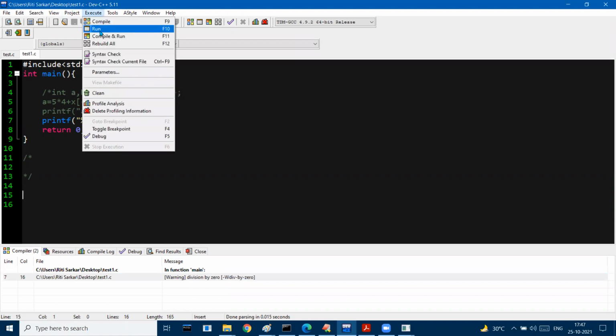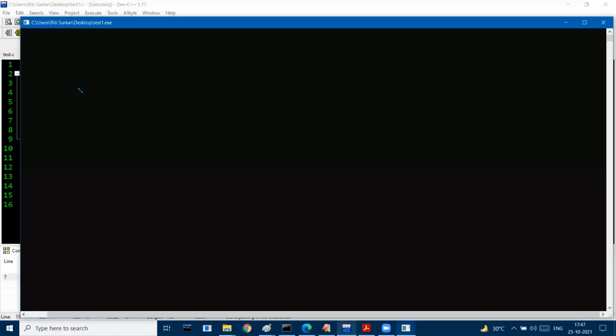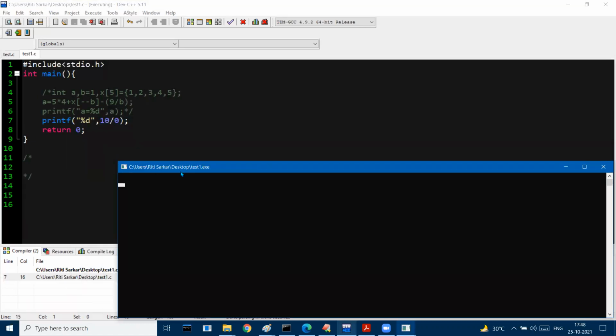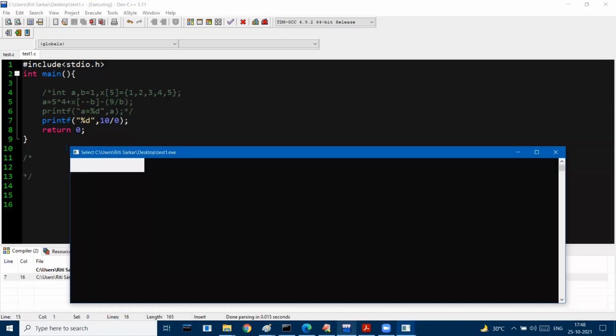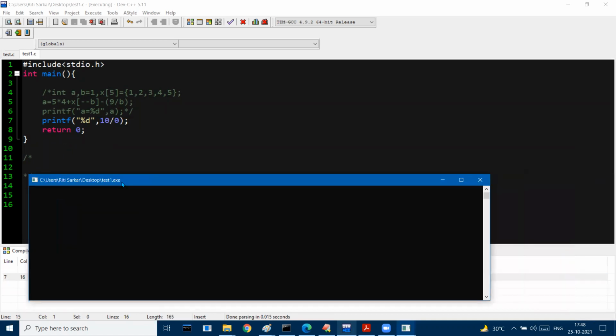Execute, run. If I divide a number by 0, what happens is called abnormal termination. Now my program terminated abnormally. Every time we run the program, it shows that the program exited with some time like that, but now nothing is showing. This is called a runtime error.